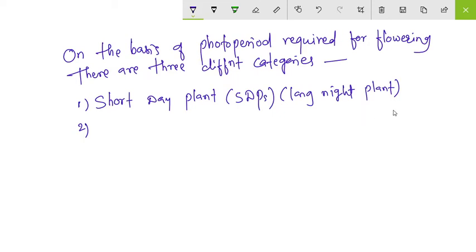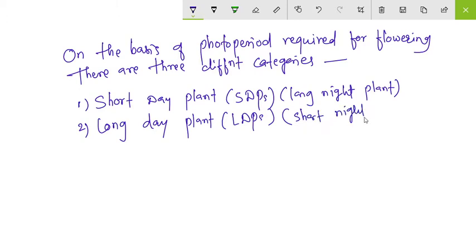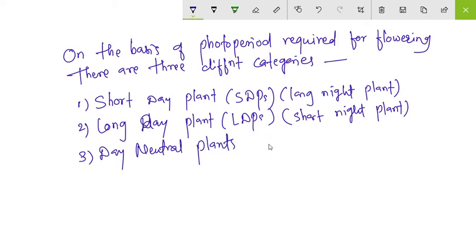Long night plant. Okay, the second, the long day plant, LDP. Okay, or these are known as the short night plant. Okay, and the third, that is the neutral plants. Day neutral plants, so they are known as the day neutral DNPs.